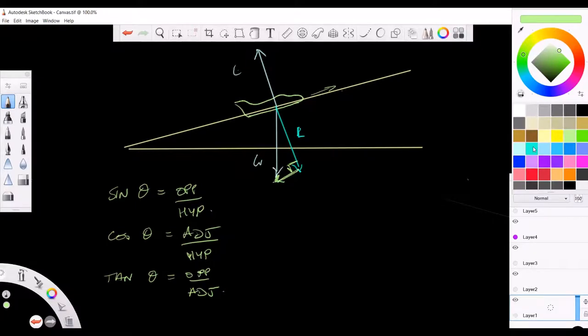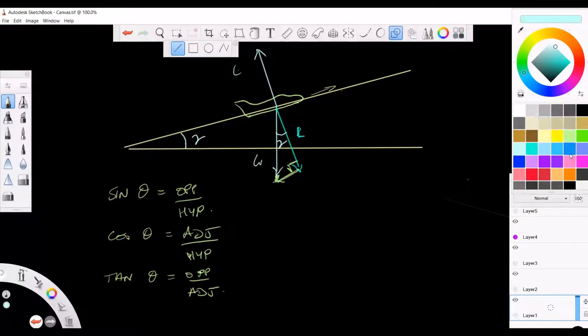Well, it turns out that I've got the weight vector here. Weight is always vertical, which is at right angles to the horizontal. And I've got lift here, which is at right angles to the flight path. So the angle between the two must be the same as the angle between the horizontal and the flight path. So this angle here must be gamma, because gamma is the angle between the horizontal and the flight path. That's gamma. So I can now show this as a triangle.